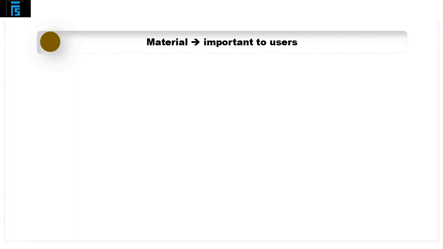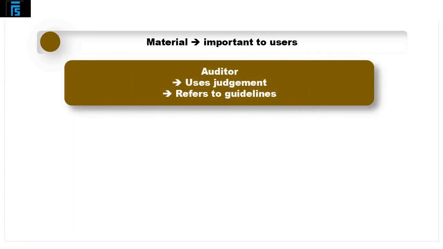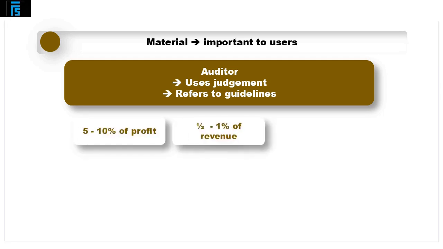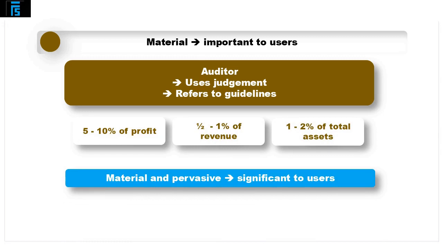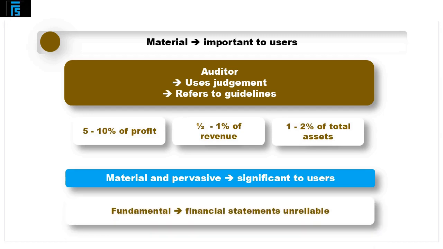Material means the matter is important to the users. This is based on the auditor's judgment, referring also to the guidelines given on materiality. For example, an item is material if it is greater than 5 to 10% of profit, 0.5 to 1% of revenue, or 1 to 2% of total assets. Material and pervasive means the matter is very significant to the users. In simple terms, it means the matter is so fundamental it makes the financial statements unreliable.